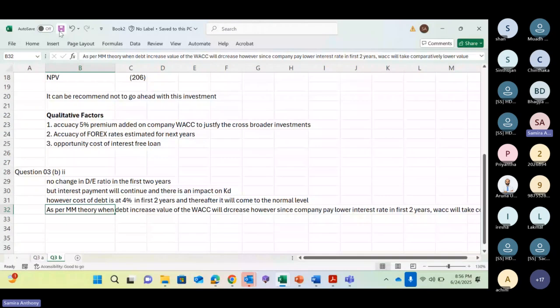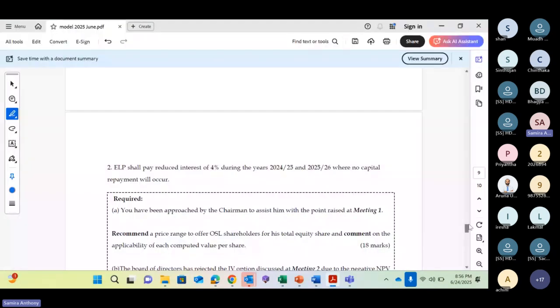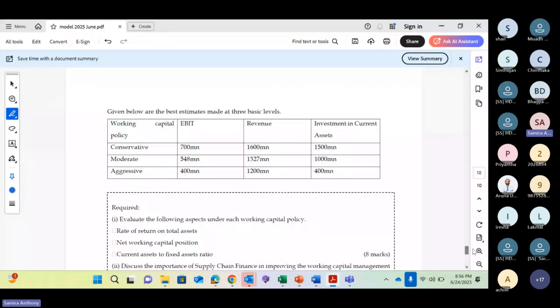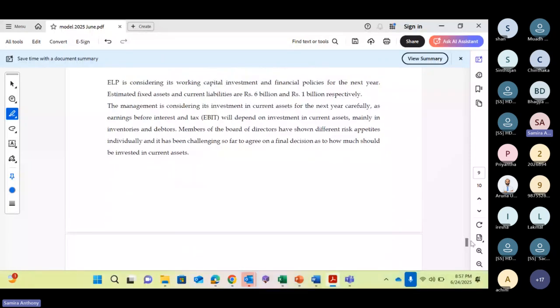Okay, then the other question I just explained to you, and I will share the answer with you today. Right, here is a ratio analysis. ELP is considering working capital and financial policies for the next year, with estimated fixed assets and current liabilities of rupees 6 billion and 1 billion respectively. The management is considering investment in current assets for the next year carefully, as earnings before interest and tax will depend on investment in current assets, mainly in inventories and debtors. Members of the board of directors have shown different risk appetites individually, and it has been challenging so far to argue on a final decision on how much should be invested in current assets, right?